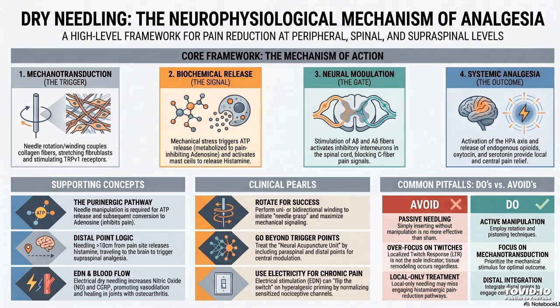However, Dunning's review makes a stark, undeniable point based on the hierarchy of evidence. There are virtually no high-quality, long-term randomized controlled trials that support exclusive in-and-out pistoning at muscular trigger points for chronic pain resolution. So if your goal is long-lasting structural and neurological tissue change, the practice of immediately removing the needle after pricking a trigger point must be deeply questioned.